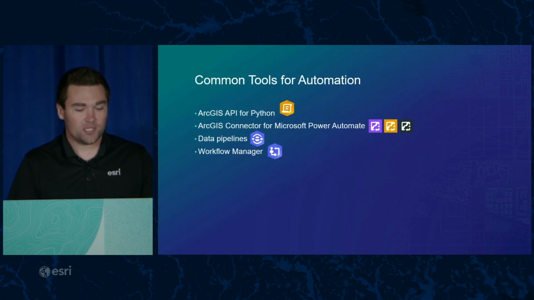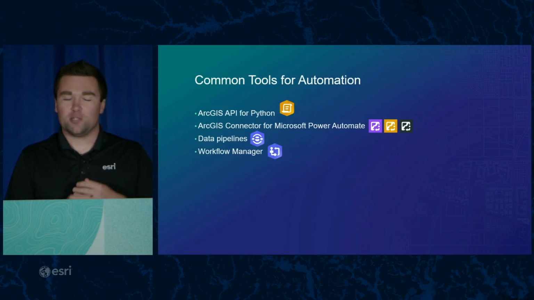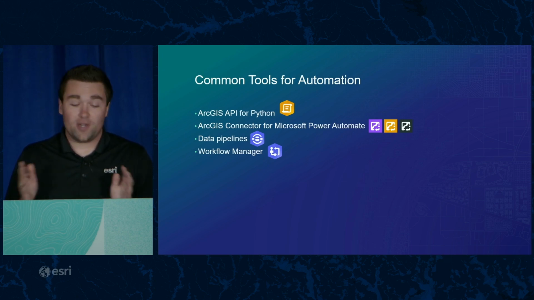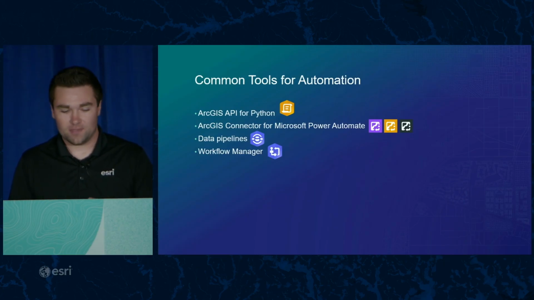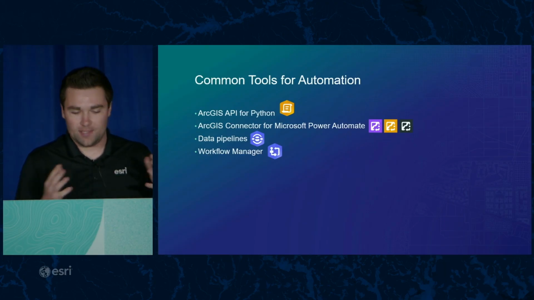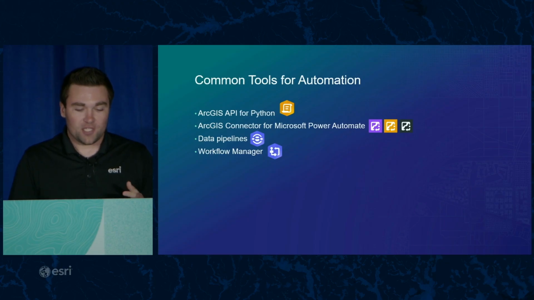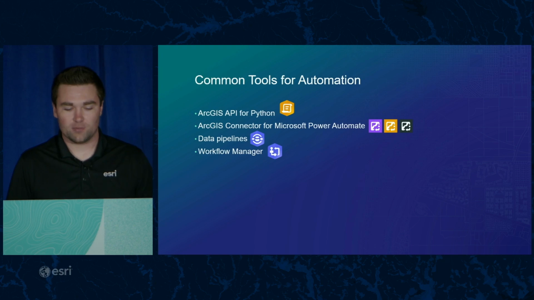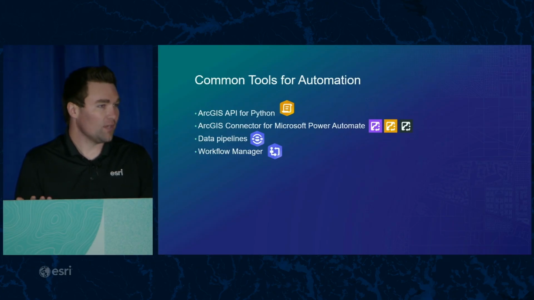Some common tools for automation. The ArcGIS API for Python is an incredibly powerful tool. Laura will talk about it a little bit later on for doing a number of things with your ArcGIS system. So things like admin work, so creating users, creating groups, sharing content to groups, to working with your data directly and various activities there. The ArcGIS connector for Microsoft Power Automate, we'll also see that in our demo, for integrating with those third-party ecosystems or even doing various things with your data through webhooks, as well as data pipelines and Workflow Manager.